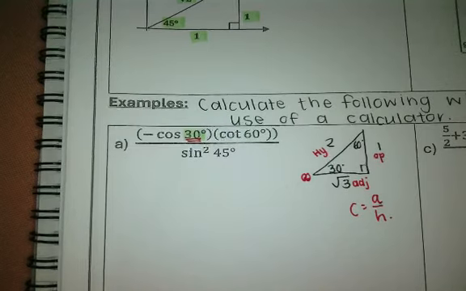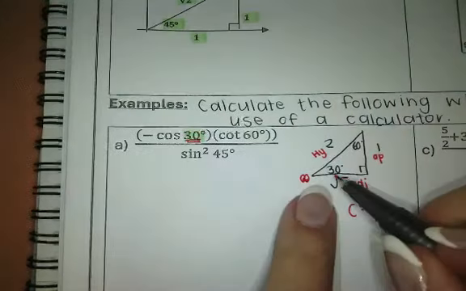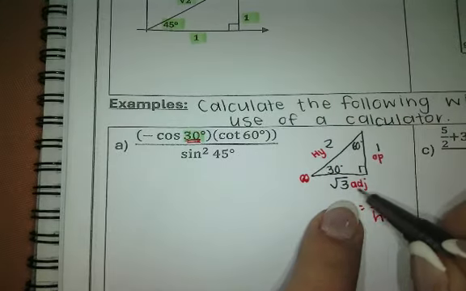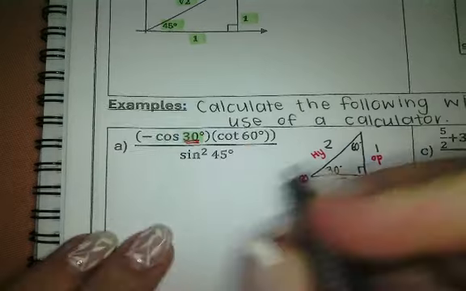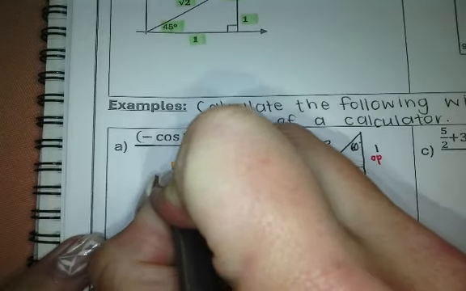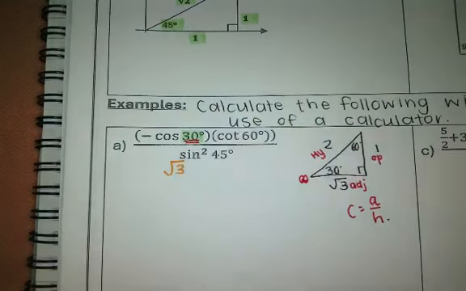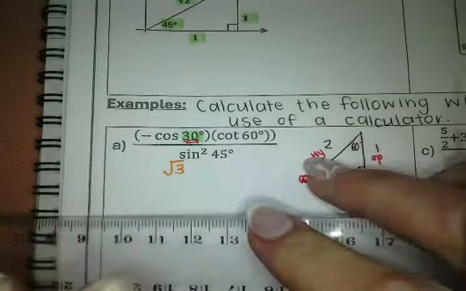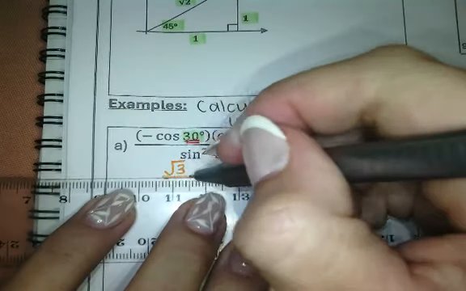So cos 30, what is the value of cos 30? Adjacent is square root 3. Are you guys with me? Hypotenuse is 2.